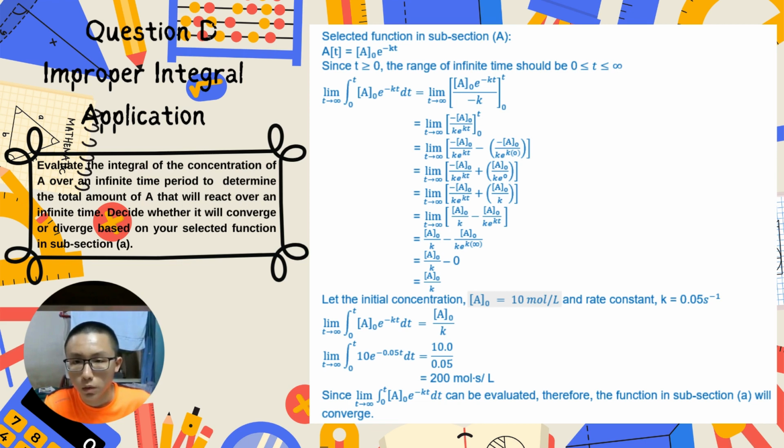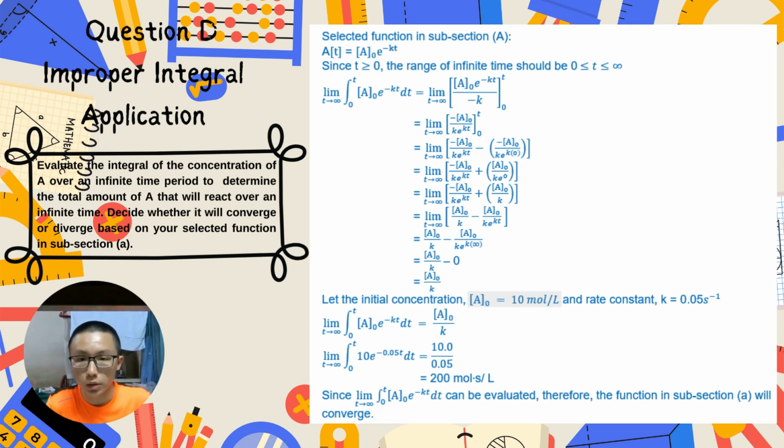We start by integrating A naught times e to the power of negative kt, and we'll get A naught times e to the power of negative kt divided by negative k, and we sub t and 0 into this integrated function. Eventually we'll get A naught divided by k minus A naught divided by k times e to the power of kt, and then we sub infinity into t to find the limit of this integrated function, and we'll get A naught divided by k.